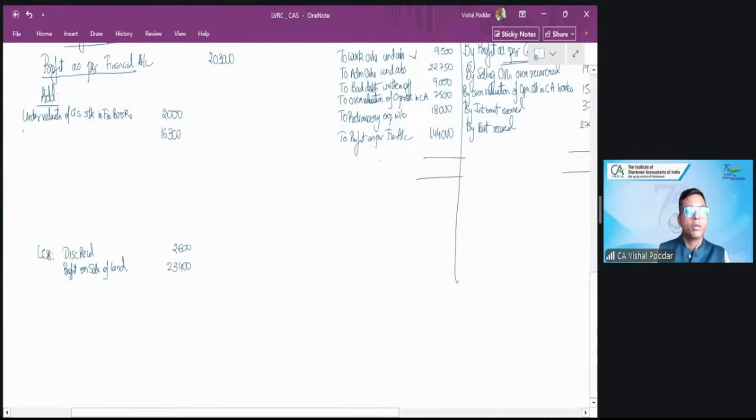What we will say? Work overheads. Now, when you are saying under absorb, you need not mention under absorb in costing books because that is obvious, because absorption happens in costing. So if you are saying under absorption, by default it is in costing books.